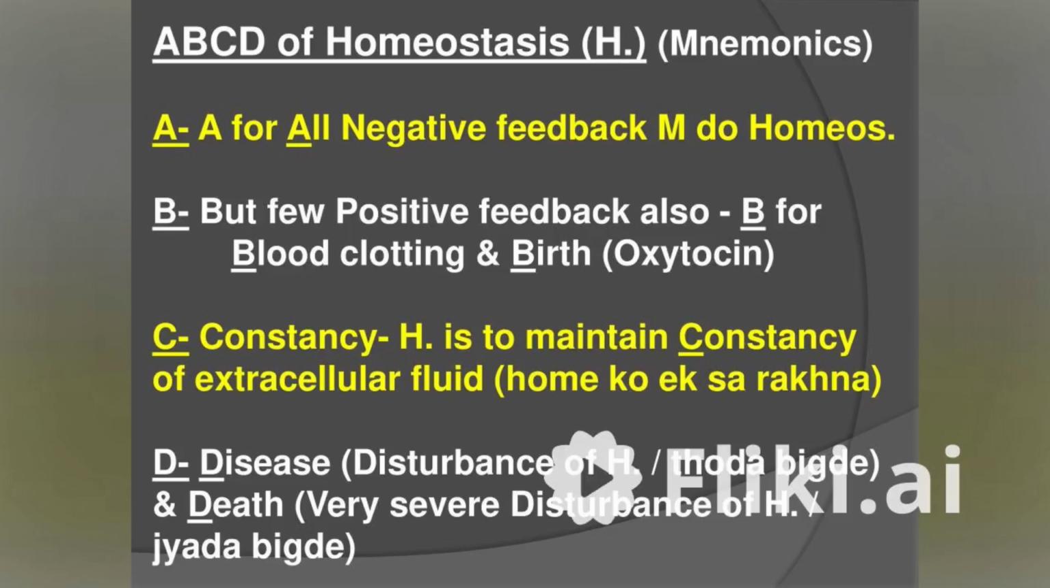Welcome. Let's start. In the beginning itself, we have an ABCD mnemonic for homeostasis. It covers 4 main points for the topic. From A, we have all, that is all negative feedback mechanisms contribute in homeostasis. From B, we have birth and blood clotting, that is, few positive feedback mechanisms also contribute in homeostasis like blood clotting and childbirth. From C is constancy.